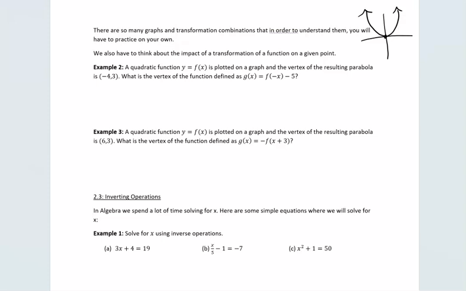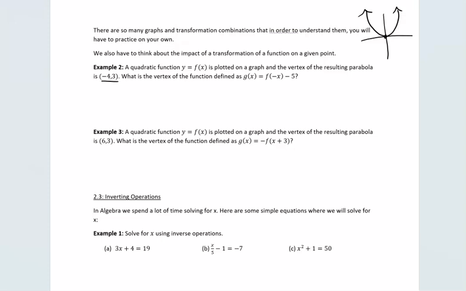So remember, anything on the inside is going to affect x, and anything on the outside is going to affect y. So these are actually pretty straightforward problems if you understand what's happening here. So I'm starting with the vertex (-4, 3). And there's a couple ways you can do this. You can graph it, right? You can try to look at it, or you can just use the transformation that's there.